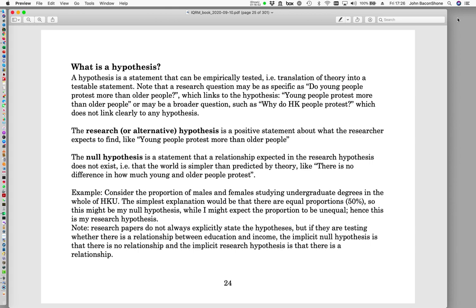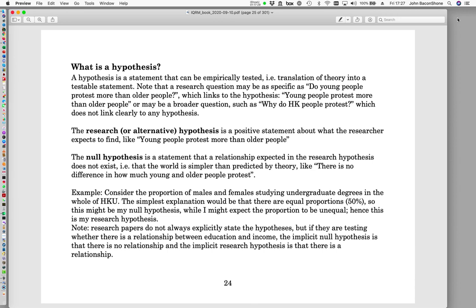Okay? Now, I mentioned at the beginning this word hypothesis. So what actually is a hypothesis? A hypothesis is a statement that can be empirically tested. It's a translation of a theory into a testable statement, which can happen, of course, through a model. Note that a research question may be as specific as, do young people protest more than older people? Which links to the hypothesis, that young people protest more than older people.